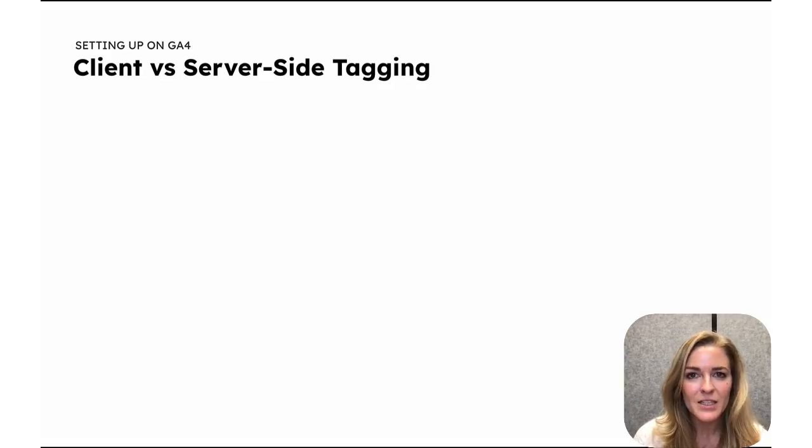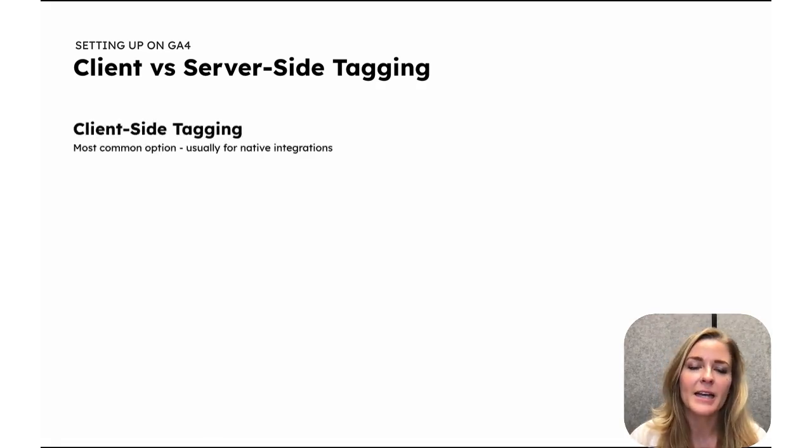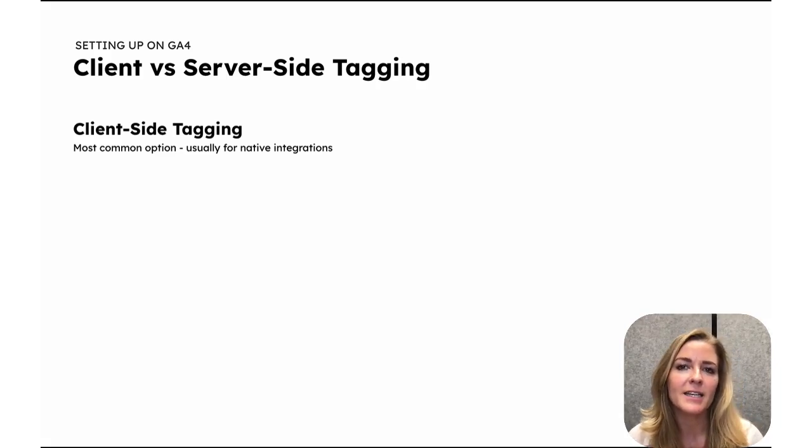When you're looking at integrating GA4 to your e-commerce store, there are a few things to consider, and one of them is whether you're going to go with client or server-side tagging. They're slightly different. So when it comes to client-side tagging, that's sort of the most common option. Usually when we have native integrations through Shopify or WooCommerce or Magento, that is what we'll be using. And client-side tagging is essentially sending data through the browser.